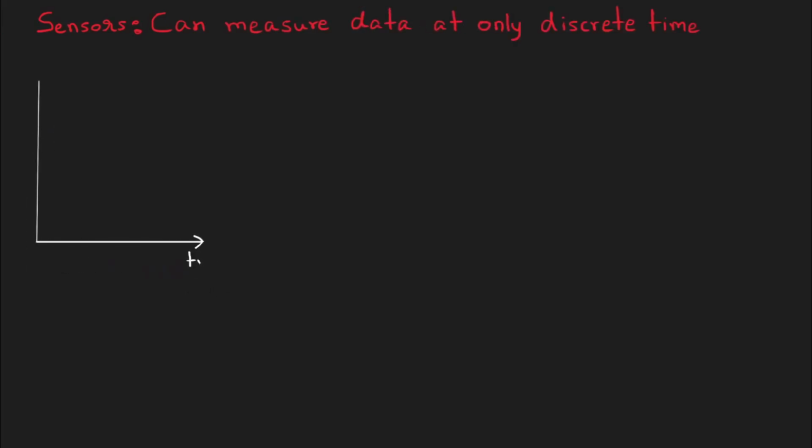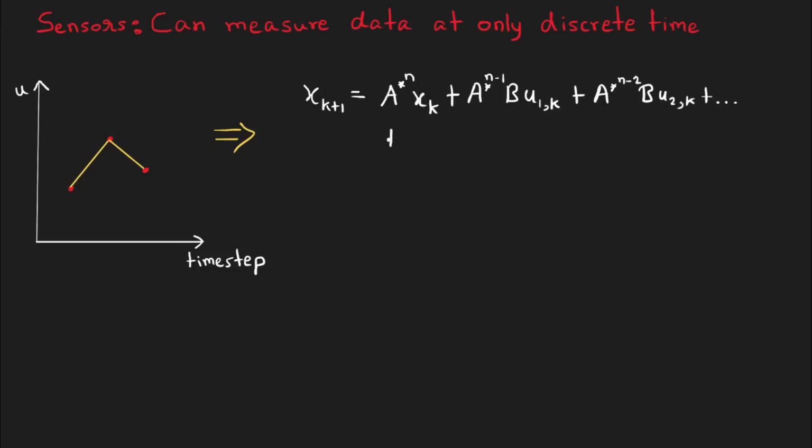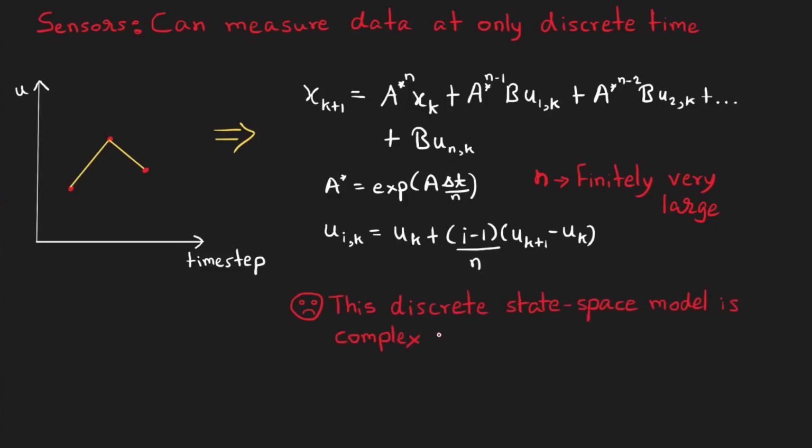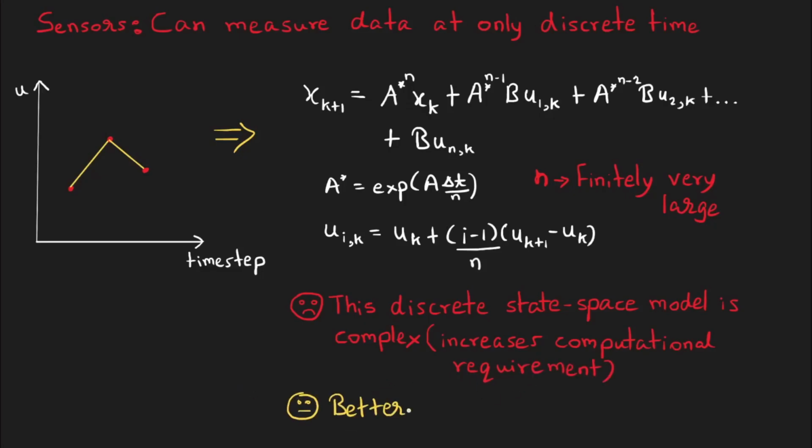Sensors are only capable of measuring data at discrete time. Hence, we have the issue of missing data, and corresponding to this missing data, we need to assume some approximate value. Accuracy-wise, the best solution would be to consider linearly varying input force U. For this case, we get this discrete state-space model, which is a function of xk, u1k, u2k up to unk. As this discrete state-space model is a function of many variables, it is not computationally efficient.